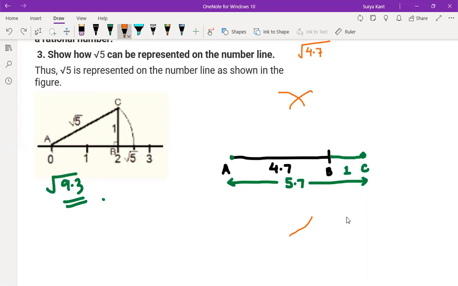Wait, I'll tell you once again. From A you put one arc, and from A only you put here also. Again, from C you put one arc like this, like this. Is this clear to everyone or not? Is this clear to everyone?